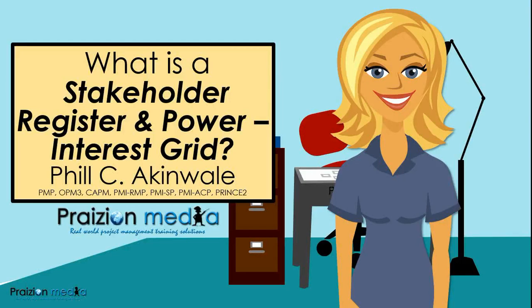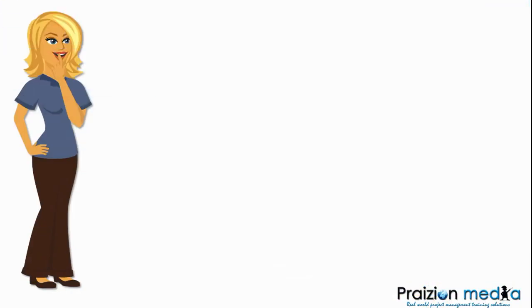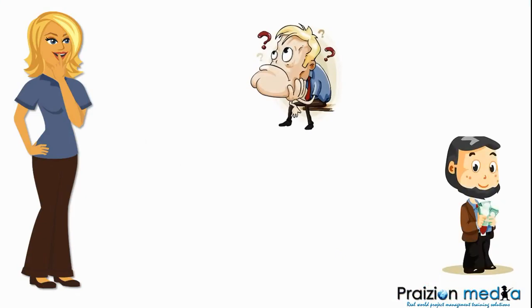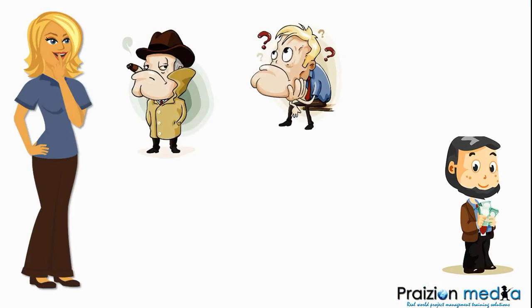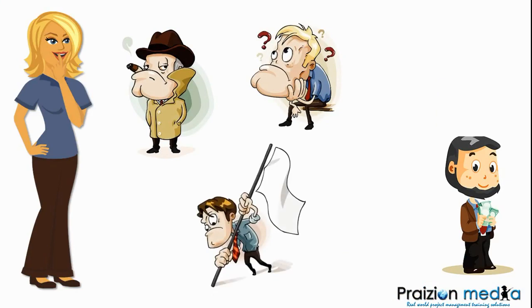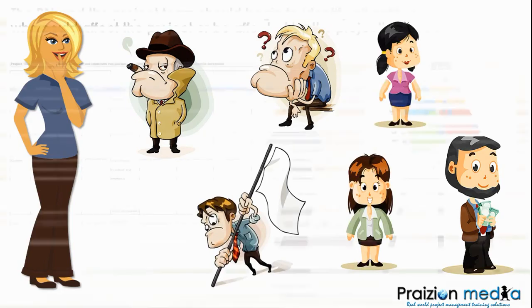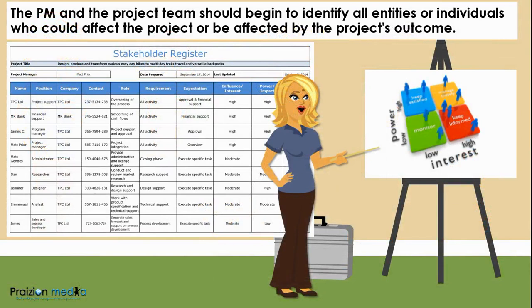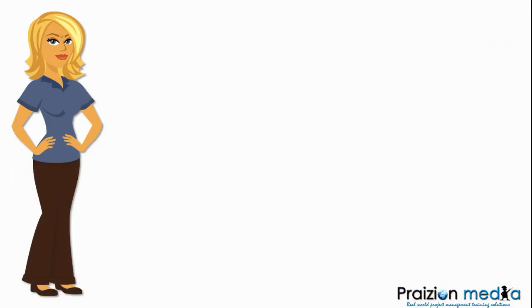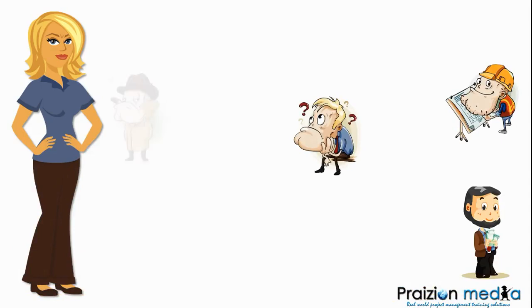What is a stakeholder register and a power interest grid? As a project manager, you've got all sorts of stakeholders: those who are money conscious, those who are clueless, those who are disgruntled and violent, those who are very territorial, those who are happy, those who are kind of in the middle, neutral. We need to understand these stakeholders. We need to identify all the entities and all the individuals who could affect the project, or who could be affected by the project's outcome, so that we can calm them down and get them to better understand what exactly is going on in the project.